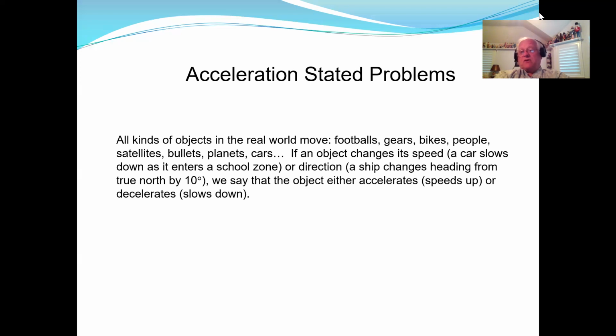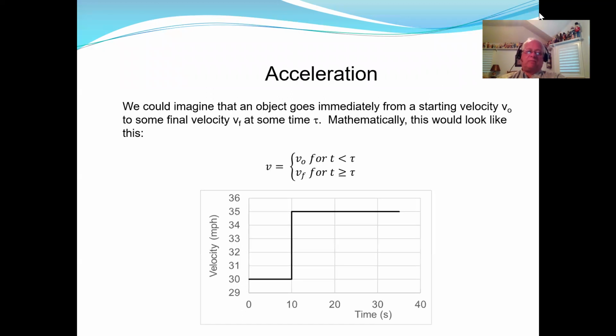But it could be a change in direction. If I have a ship that's traveling at 30 miles an hour north and it changes direction by 10 degrees to travel a little bit to the east or a little bit to the west of north, even if it stays at 30 miles an hour, it's still accelerating because it's taking on a change of direction, which involves, in this case, an easterly or westerly velocity change. And if the velocity changes over time, then it's an acceleration. So whether it speeds up, slows down, or changes direction, we have an acceleration.